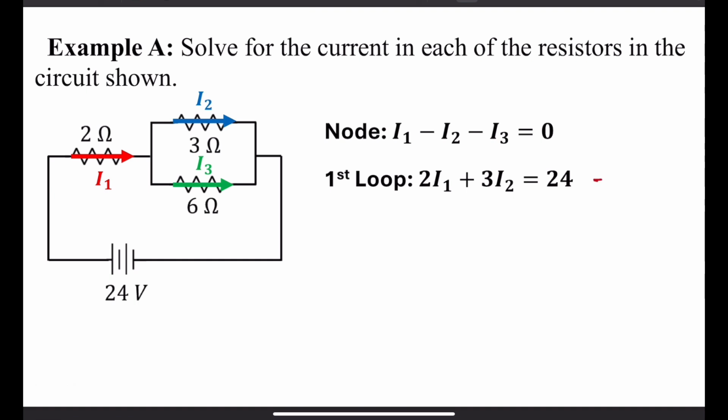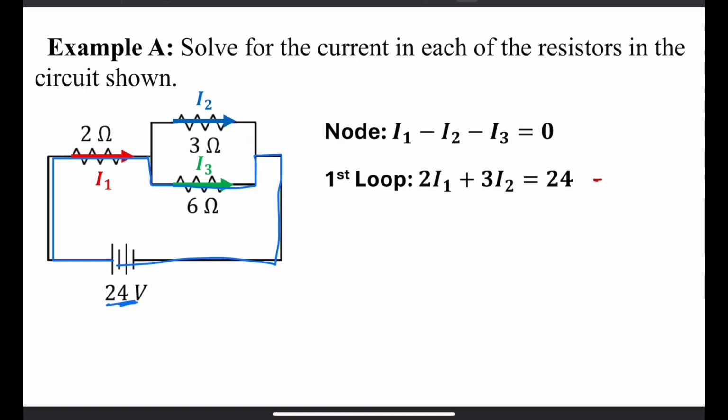So I need one more equation, because I have 3 unknown currents, and in this case, I'm going to do a loop where it goes through the 2 ohm resistor, and in this case, I'm going to go down to the 6 ohm resistor, and then again back to the battery. So the top loop there was a possible path. This is another possible path for current.